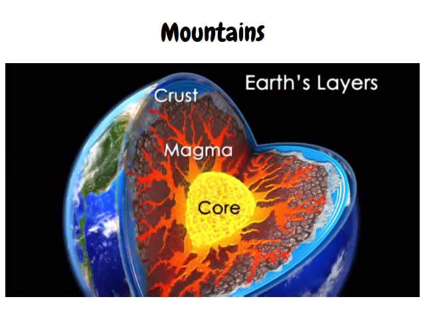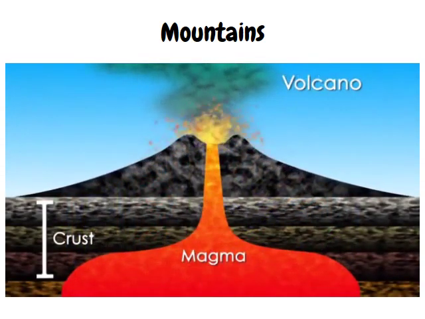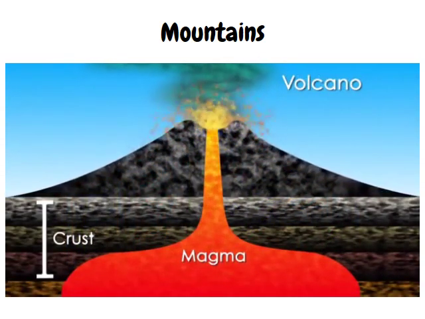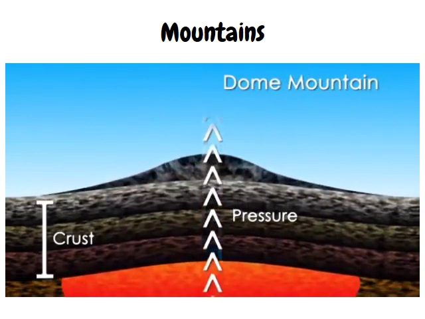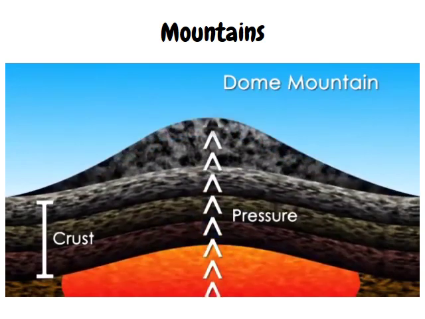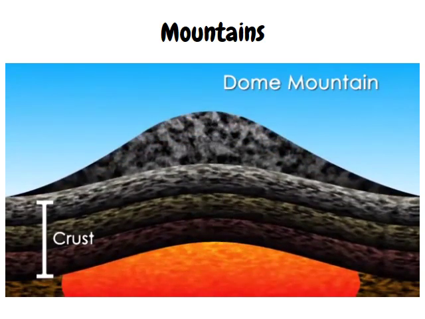Volcanic and dome mountains are formed by the molten rock or magma found beneath the Earth's crust. Volcanic mountains are made when erupting magma cools and hardens, forming a cone shape. Dome mountains are made when magma causes the crust to bulge and then subsides, leaving a rounded formation behind.